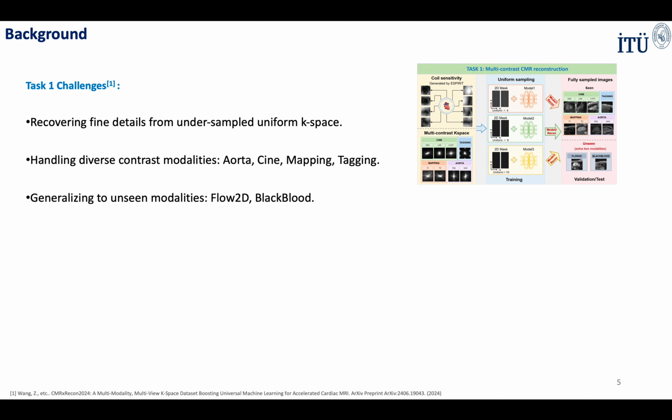Generalizing to unseen types. In the test, we face unseen contrast types like flow to D and black blood, and the model needs to generalize well to these new data types without having seen them before.